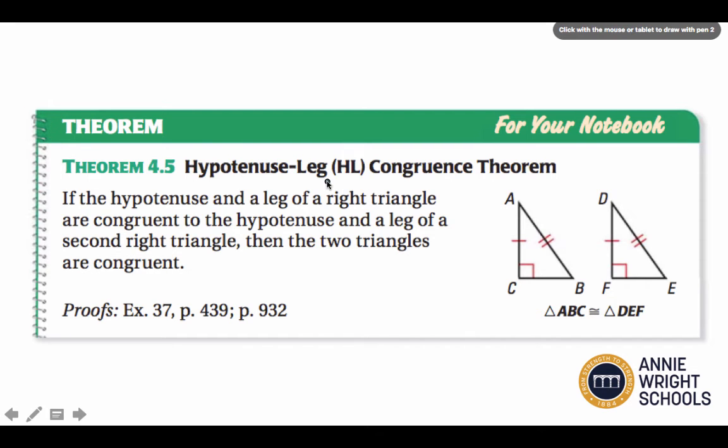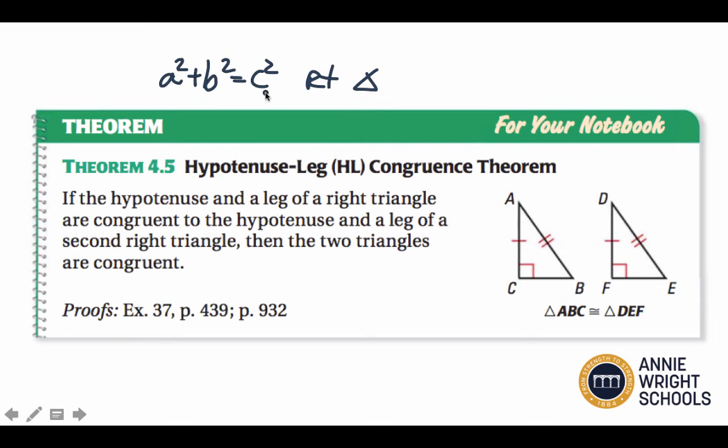The only reason this works is we know that a squared plus b squared equals c squared for all right triangles. So if I told you that the hypotenuse was the same for two right triangles, and one of the legs was the same for the two right triangles, it's pretty easy to show algebraically that the third side would also be the same. And then you could say the two triangles are congruent by side, side, side. It's nice when you know that you have a right triangle.